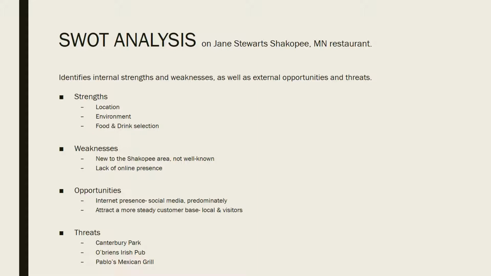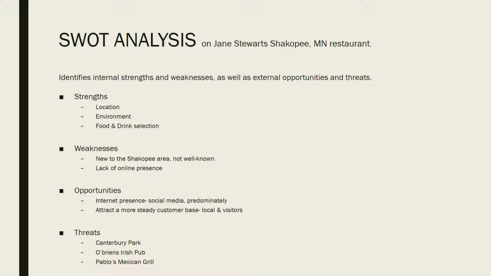The reason I did this is to gauge where she is currently and figure out what we can do to put her in a better spot to get her up and running, to get more people to notice and visit what she has to offer. A couple of the strengths that I identified in Jane Stewart's restaurant were location, environment, and the food and drink selection that she offers.